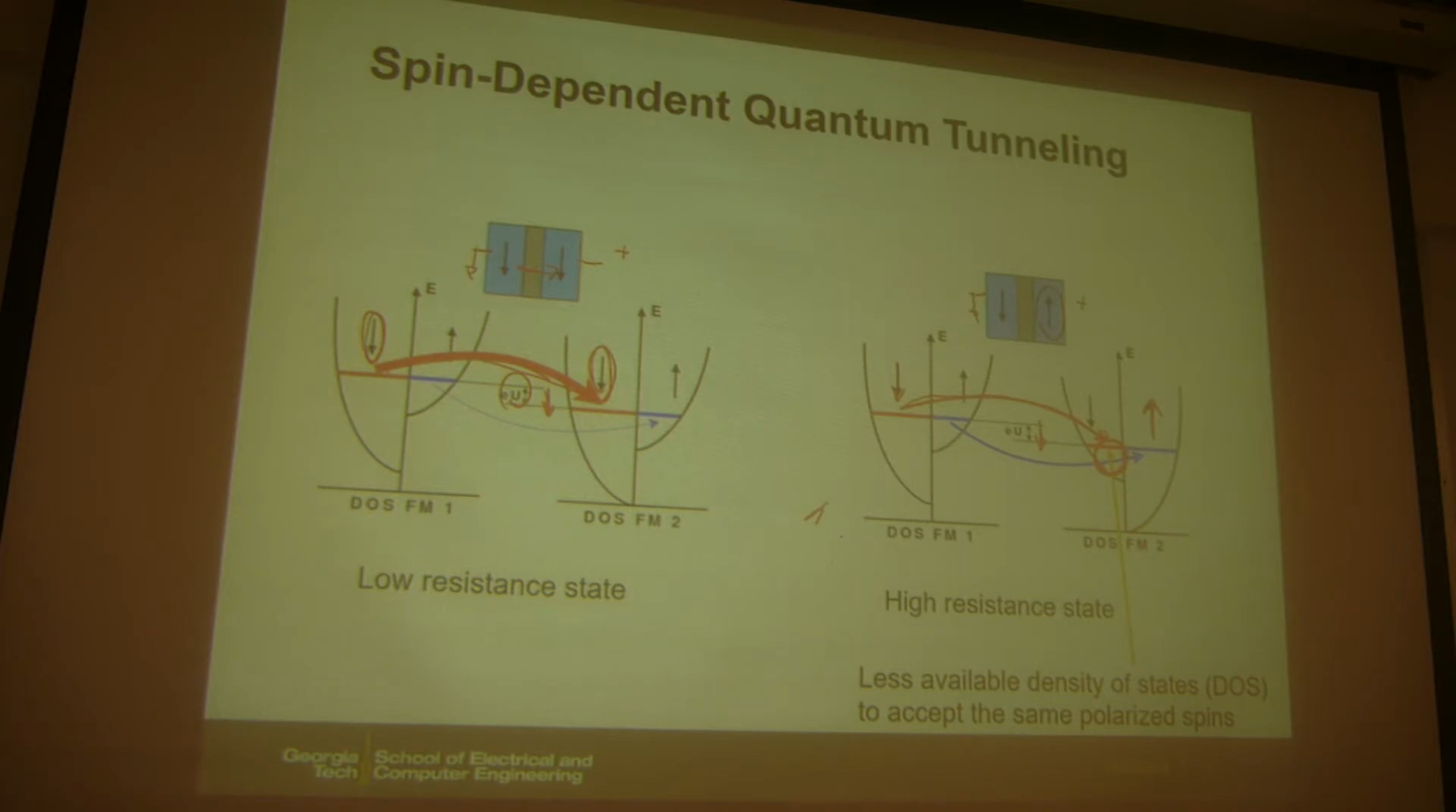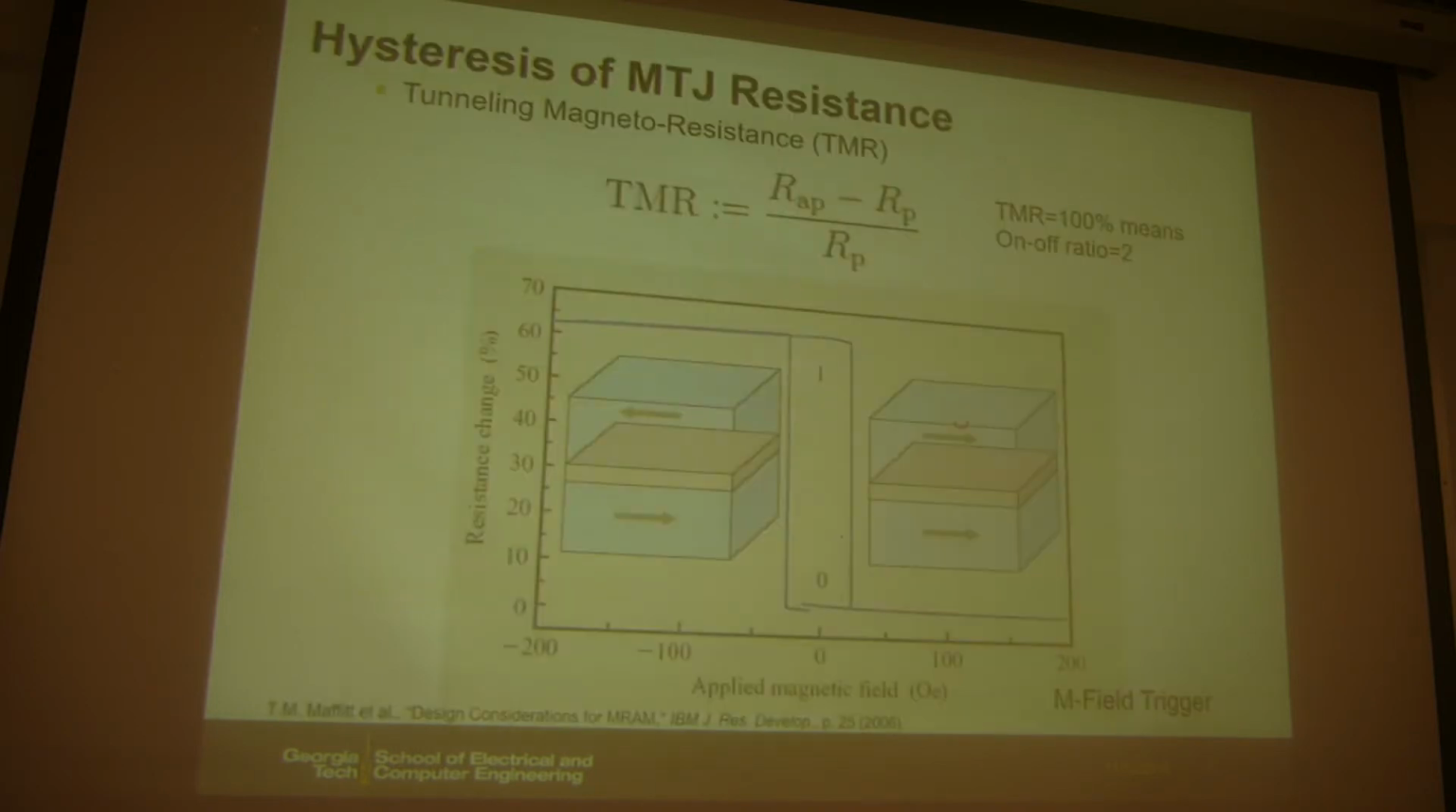And then for the spin up electrons here, you will have less spin up electrons to start with. So you will have less current as well. So overall, you have less current in the anti-parallel state, and that's the high resistance state. So this is totally due to this quantum tunneling based on the spin polarities. So this is due to the physics. I will not talk too deep into here.